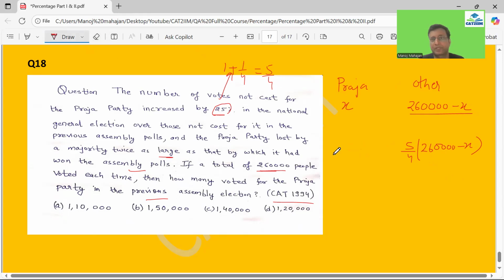2,60,000, correct? So what I have to do is, that's a tough thing doing it mathematically. So just wait till the end to look at the super trick shortcut and you would surely enjoy.